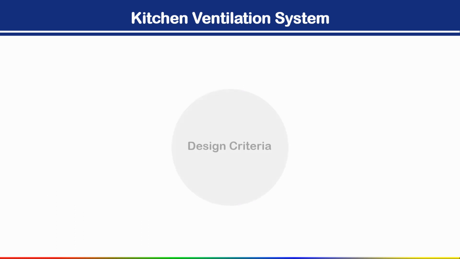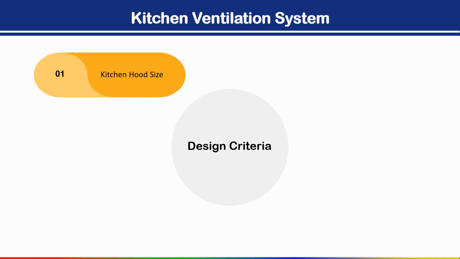Now see the design criteria of kitchen ventilation system. In that, first of all, we have to size the kitchen hood. And what is kitchen hood? I think all of you know about that. Kitchen hood or exhaust hood, both are similar, or sometimes we call it a range hood. So kitchen hood, exhaust hood, range hood, extractor hood, all are similar.